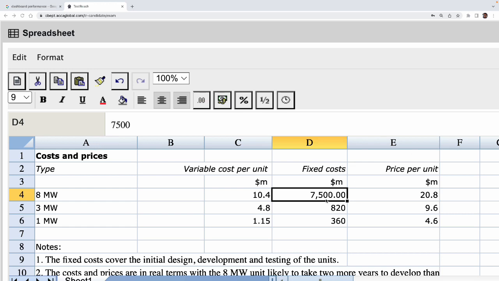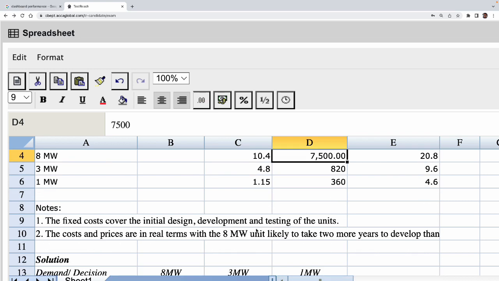No, the fixed cost is 7.5 million, is it? Yes? Okay, we'll leave it as it is. 7.5 billion, yes or no? The others are 820 million and 360 million. Price per unit is also given there. Variable cost per unit given there. Fixed costs cover initial design and testing. Cost and price in real terms are likely to have 2 more years to develop them.